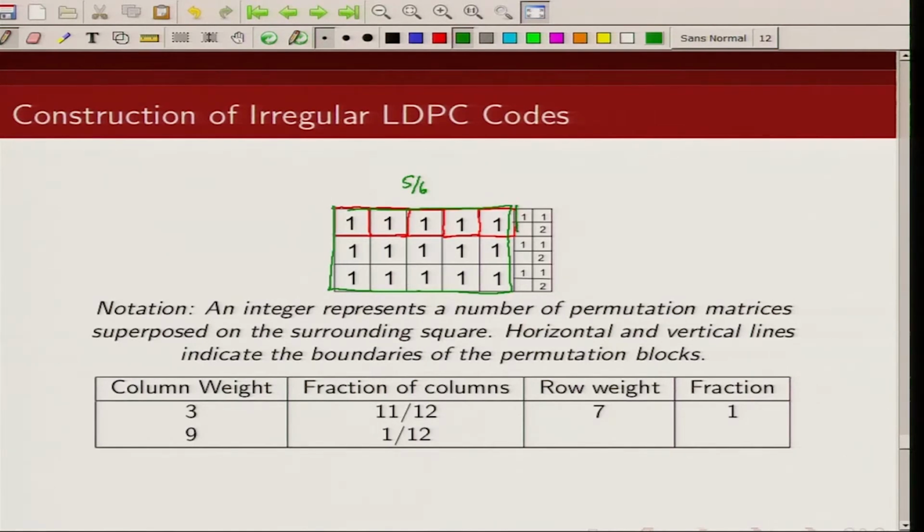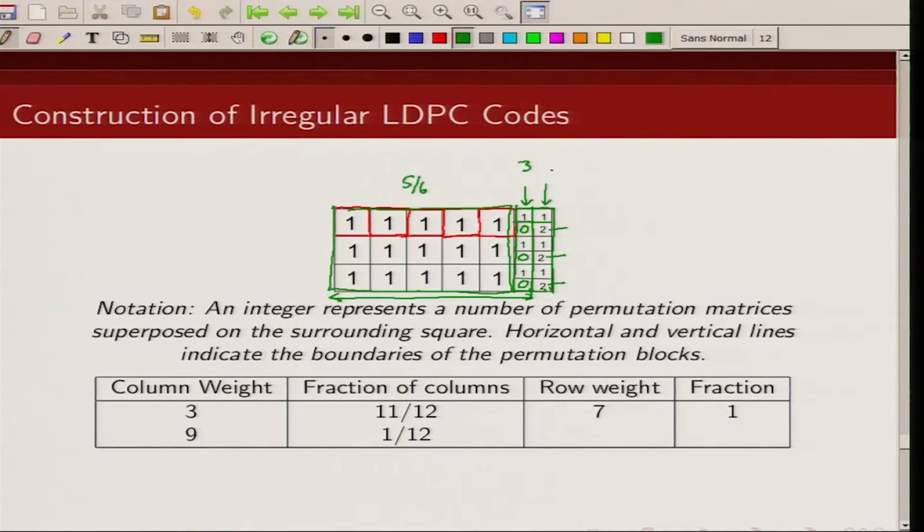Then what I can do is, for the remaining 1/6 fraction of columns, I split them into 2, and I further split them, where these are all 0 matrices. So, you can see this row will have weight 3. This will ensure that 11/12 fraction of columns have weight 3, and here you can see this has weight 9. This is weight 2, weight 2, weight 2, that is 6 plus 3, 9.